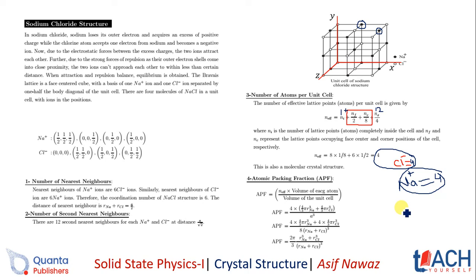pi R_Cl cube. This R_Cl is for the chlorine and R_Na stands for the radius of the sodium ion, right? And of course this a is the sum of these two radii, the radius of chlorine plus the radius of sodium, then we have this a cube, and ultimately we have the total volume of a cube. This will be the packing fraction of our structure. That's all about the sodium chloride structure. Thank you.